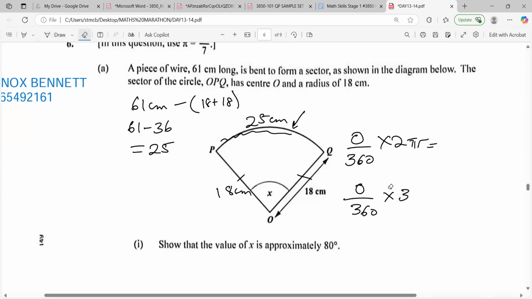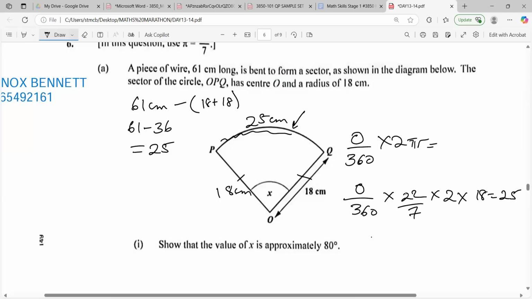Why do they have to be so difficult? Normally they make it an easier way. So 22 over 7, we never see that. 22 over 7. We know what the radius is, right? The radius is 18. And that gives us 25. That's how they get the 25: the angle over 360, which is the entire circle, times 22 over 7 times 2.